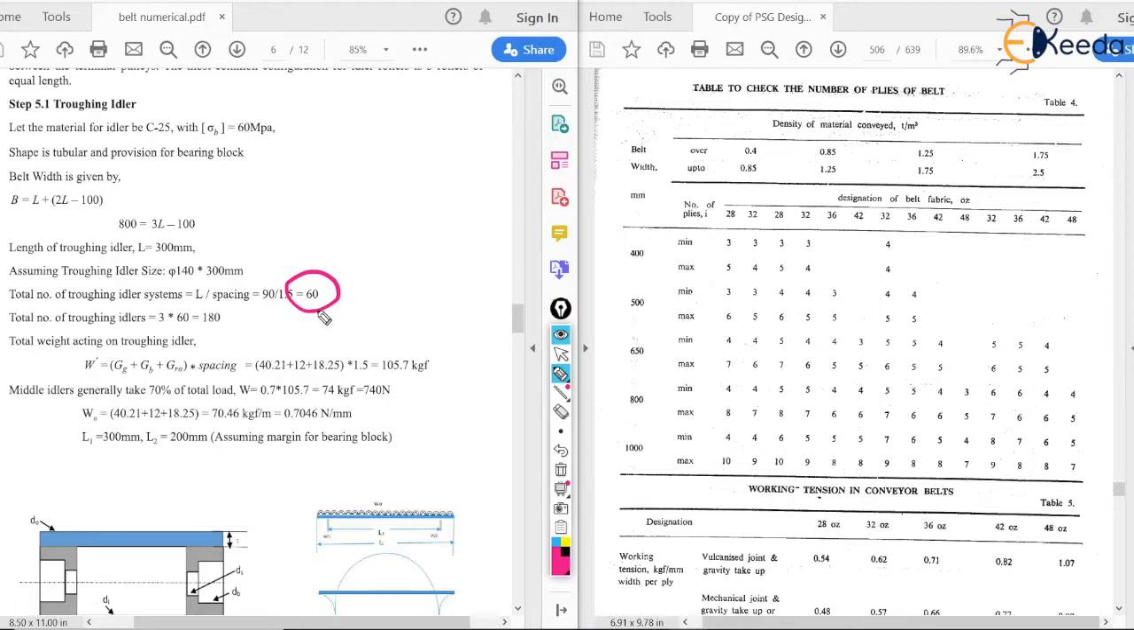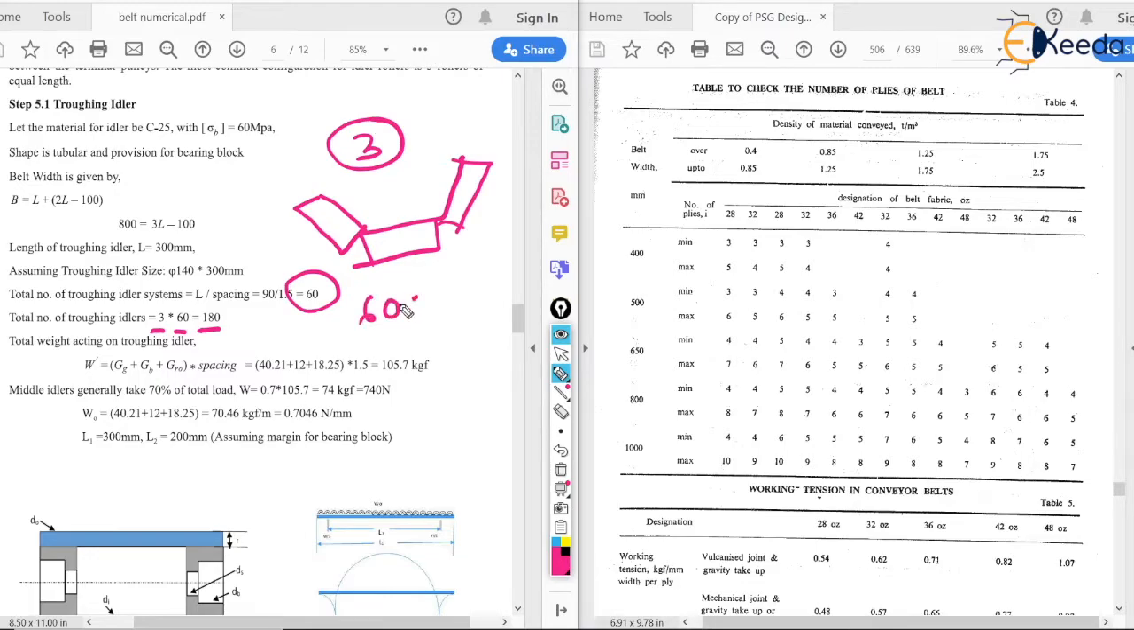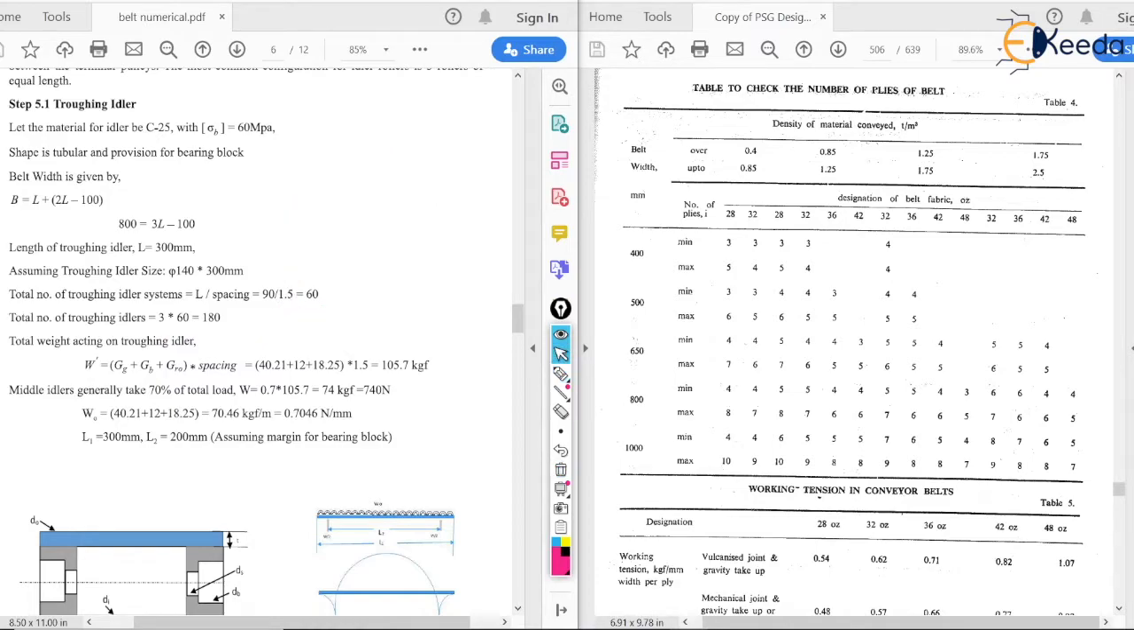Now the total number of troughing idlers is 3 into 60, that is 180. As we are dealing with the 3 roller system, we have calculated for 1. So we are going to take a total of 180 troughing idlers, because each 3 roller system has 3 rollers and we need a total of 60. So 60 into 3, that is 180 troughing idlers, and those idlers are of equal length only.